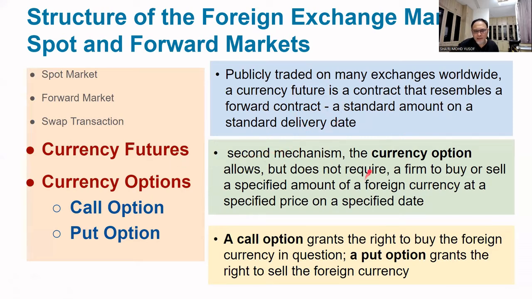The second mechanism is the currency option, which allows a company, but does not require it, to buy or sell a specific amount of foreign currency at a specified price on a specified date. They have call options and put options. A call option grants the right to buy the foreign currency. A put option grants the right to sell the foreign currency.